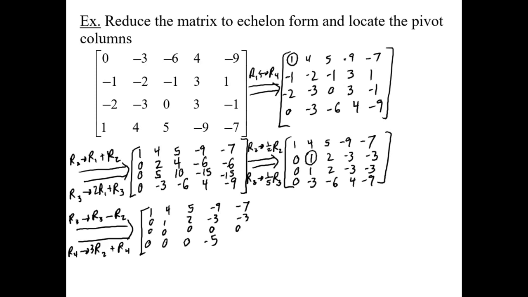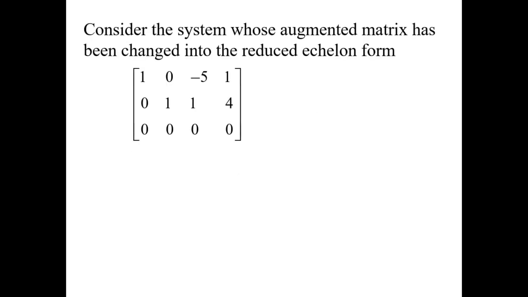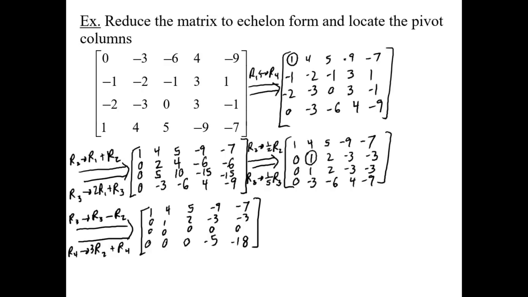Multiply by 3 and then add. Well, I just want to make sure I didn't mess something up. Yeah, that's fine. Multiply by 3 and then add gives me -18. Okay, and then finally, to put this into echelon form, I'm going to swap the third and fourth rows, because notice that we need all the zeros on the bottom. If there's a row with all zeros, it goes on the bottom.